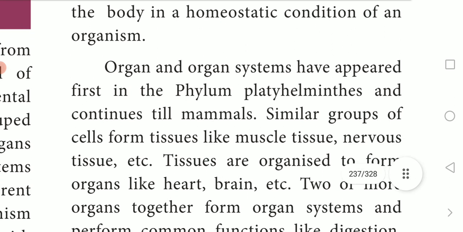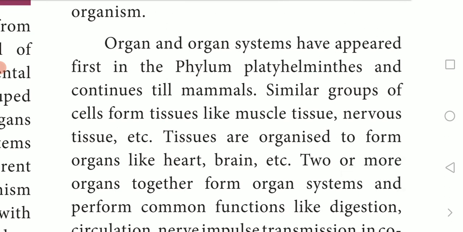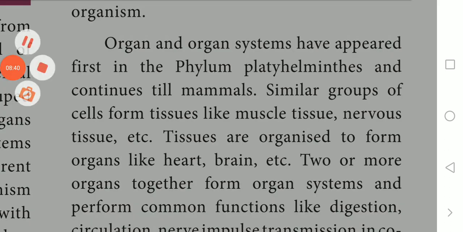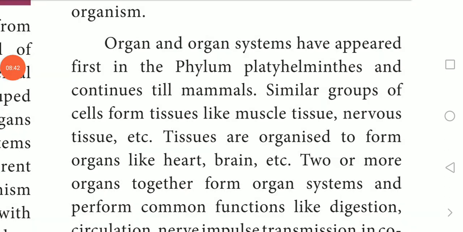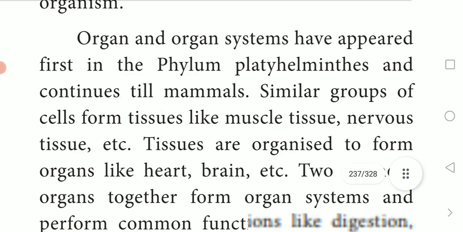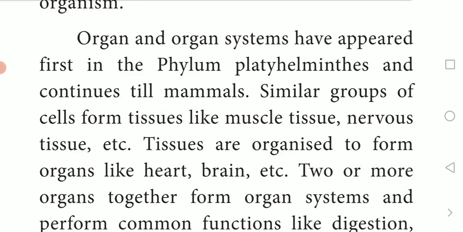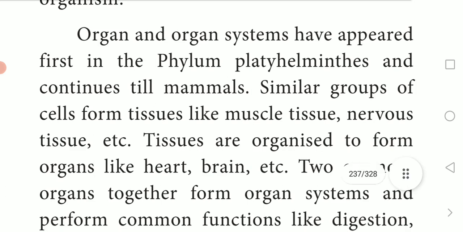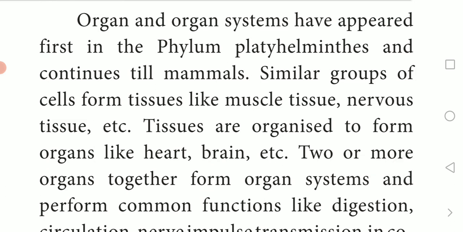Okay, the next one: organs and organ systems appeared first in the phylum Platyhelminthes. Just underline it. They'll ask you when organs or organ systems appeared first, which means the starter phylum, Platyhelminthes. In this phylum only, organs and organ systems appeared first. They'll ask you in one word. Important, underline. And they continue from Platyhelminthes till mammals.